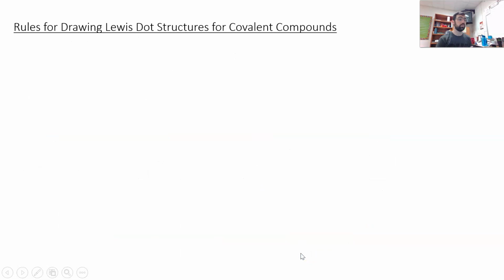Now let's talk about rules for drawing Lewis structures. This is the main focus of today's lesson. There's some vocab that we need to get through, but this is the main focus. There are rules for how we draw Lewis dot structures, and we're going to follow a pattern. And I've got just kind of titles to hopefully help you remember it.